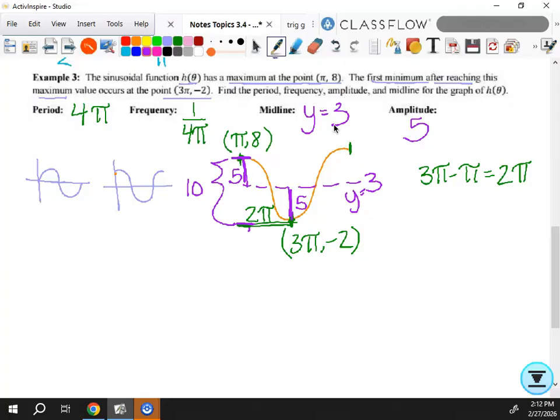Okay, listen. How did I get 3? Okay. So do you understand that this length is 5? And that length goes from the maximum to the midline, right? This y value is 8. So if I subtract 5, that means that this has to be at y equals 3. You get all that? Good question. Thank you for asking. Anything else?